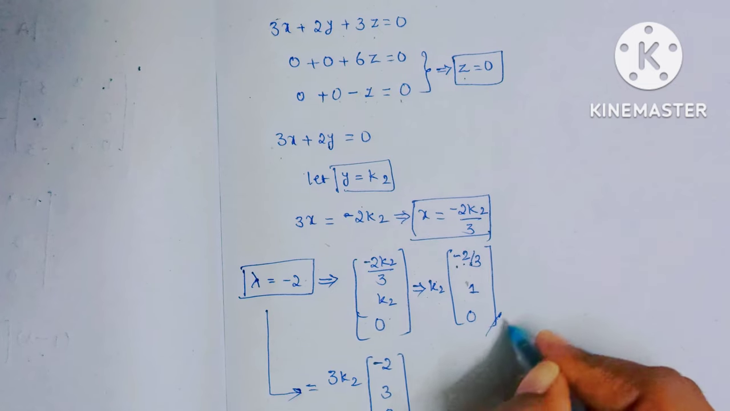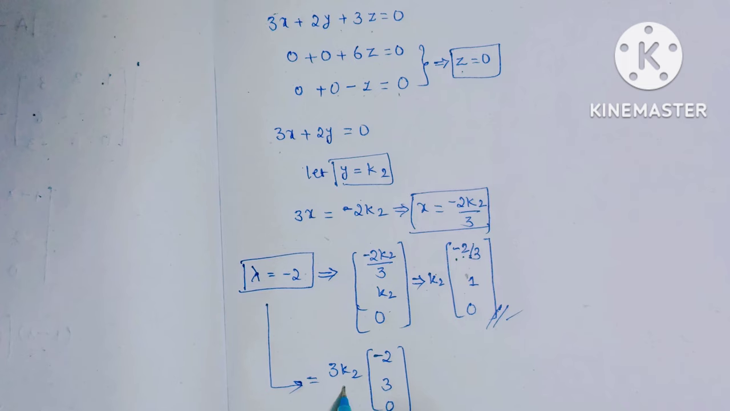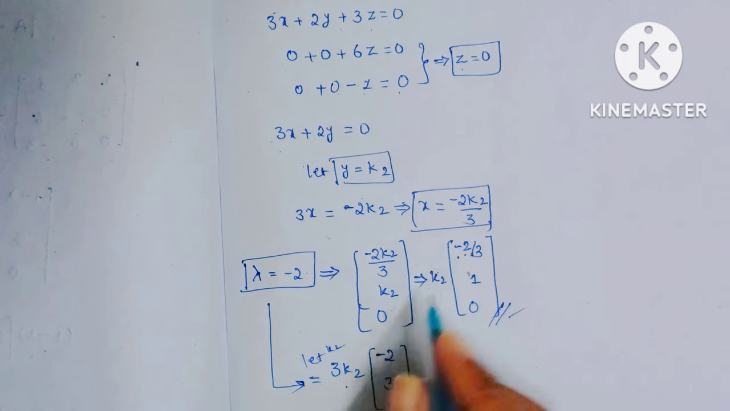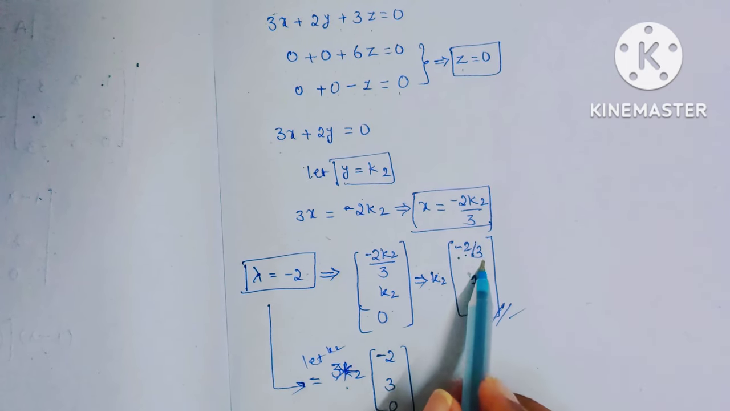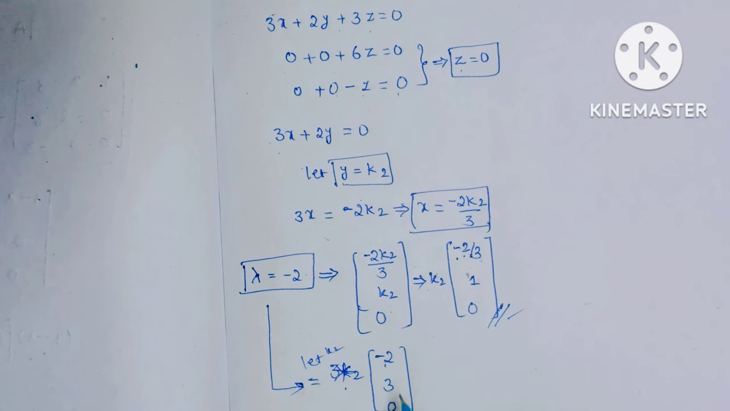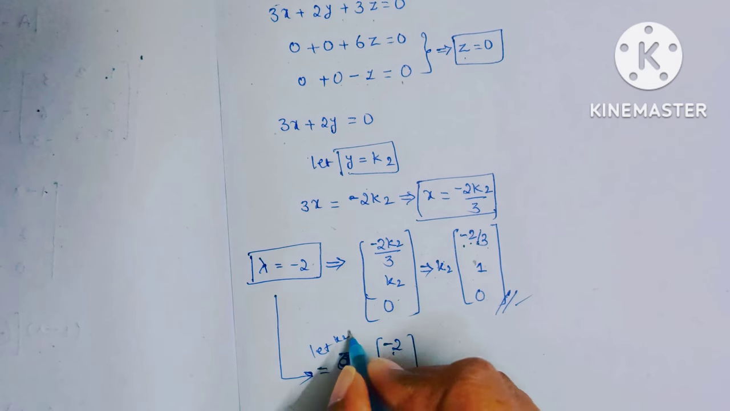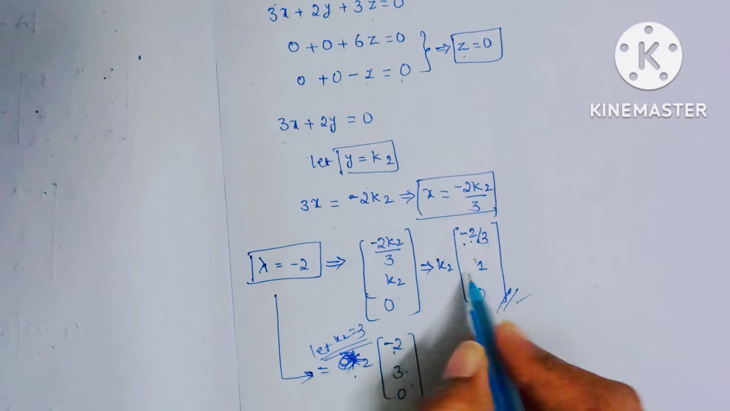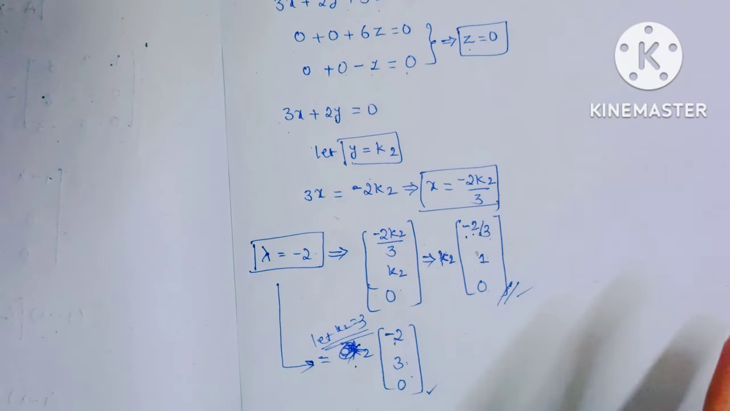Okay, this is the actual one. If we assume k2 as 3, then 3 into minus 2 by 3 we will get minus 2, 3 into 1 is 3, and 3 into 0 is 0. Let k2 equal 3, then only this eigenvector is possible. We can take this k2 value as any value from 1 to infinity.